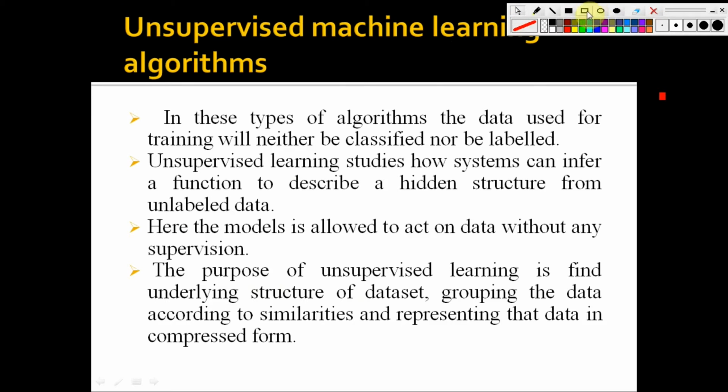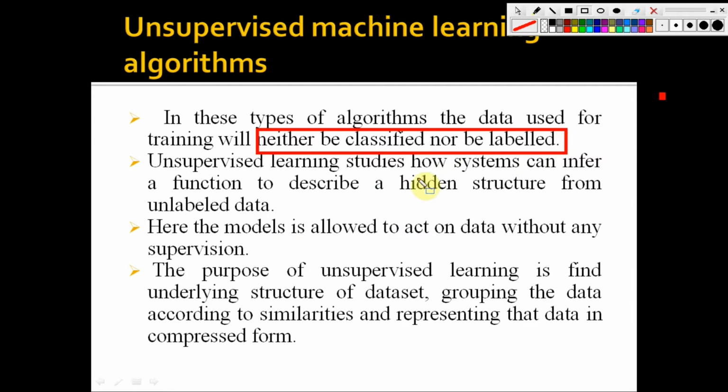Okay, so in unsupervised machine learning, the data used for training will neither be classified nor labeled. This is very important, guys. In supervised machine learning, the data will already be classified and labeled, like this is this and this is this. But in unsupervised machine learning, the classification will not be done. Raw data will be given, and we don't know what the label is for this one and what the label is for that one. So it is totally confusing.